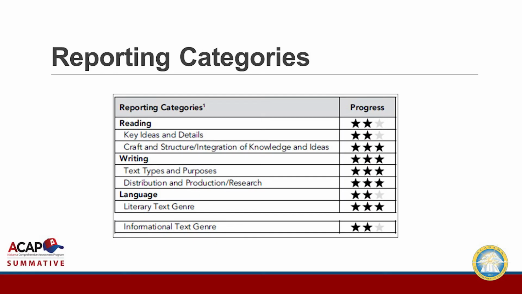Below that, on the right, is a chart that shows how your student is progressing for each reporting category. A reporting category is a name for a particular subset of the items on the test. For ELA, there's reading, writing, and language with even smaller subsets of items under each of those. This just lets you know where your student's strengths and weaknesses are within the content area. If they have 3 stars for reading, then you know they're doing really well in reading. If they have 2 stars, it means that they're on track but may need some additional support. If they have 1 star, it means that they are going to need additional support in that particular area within ELA.